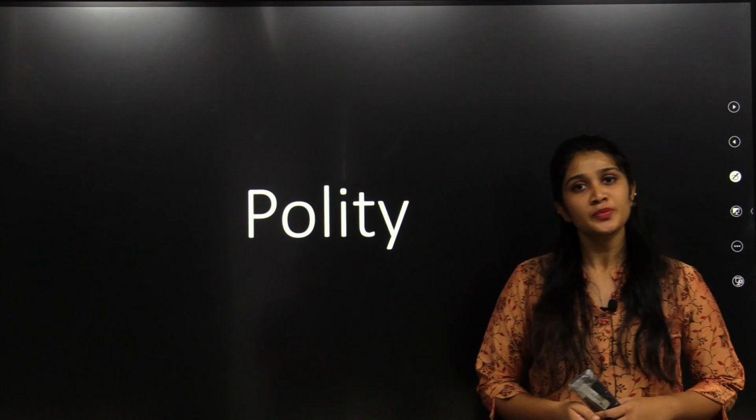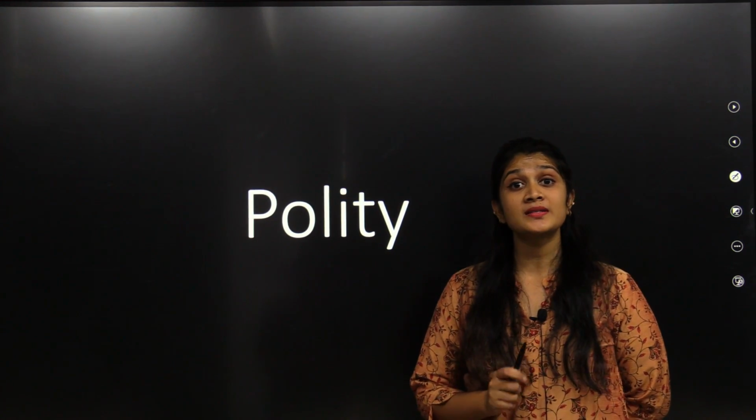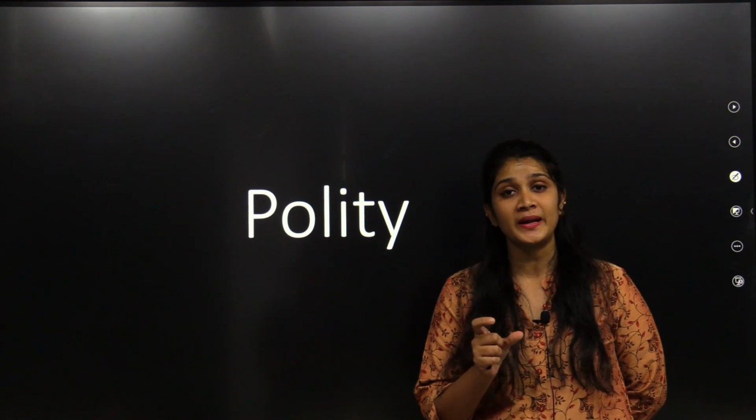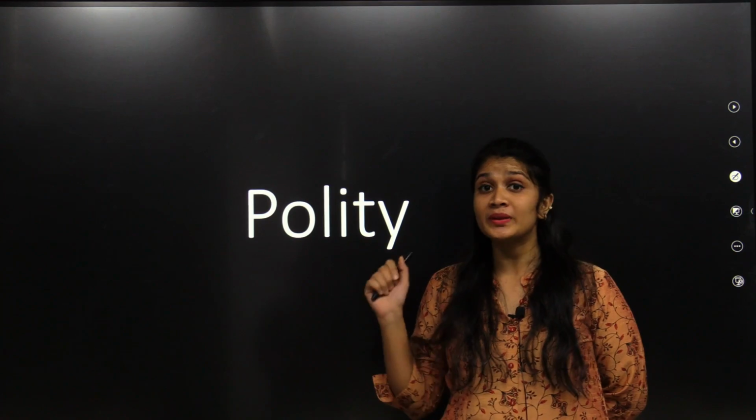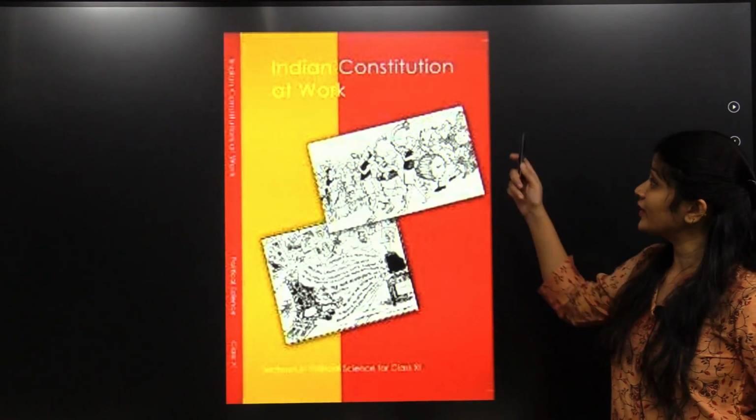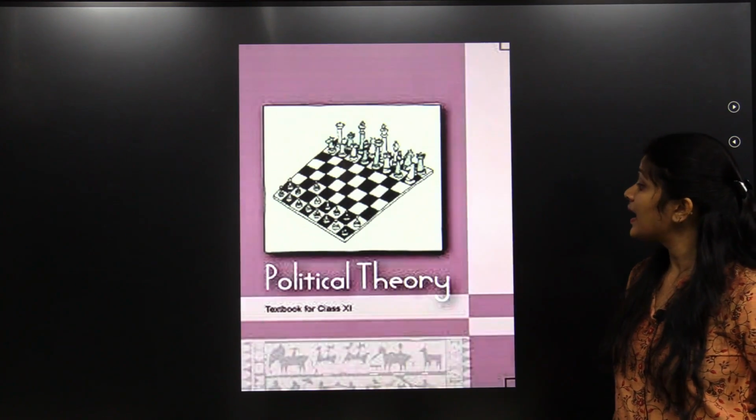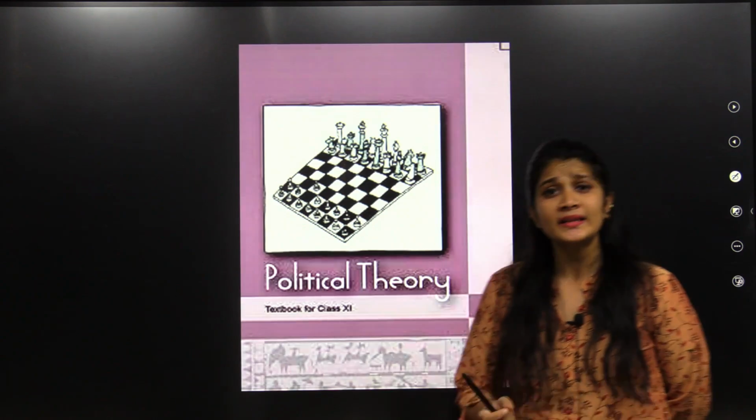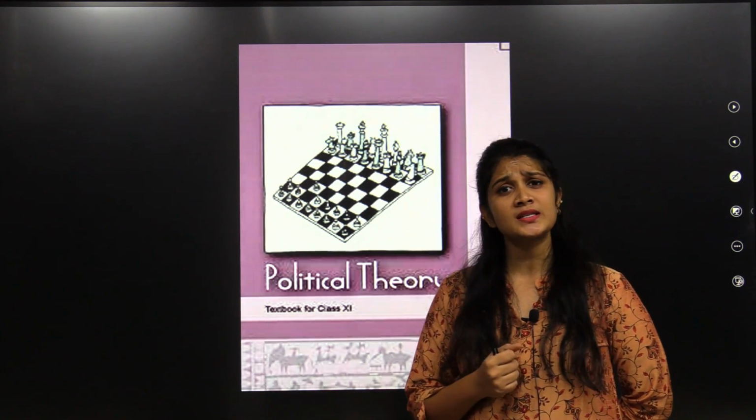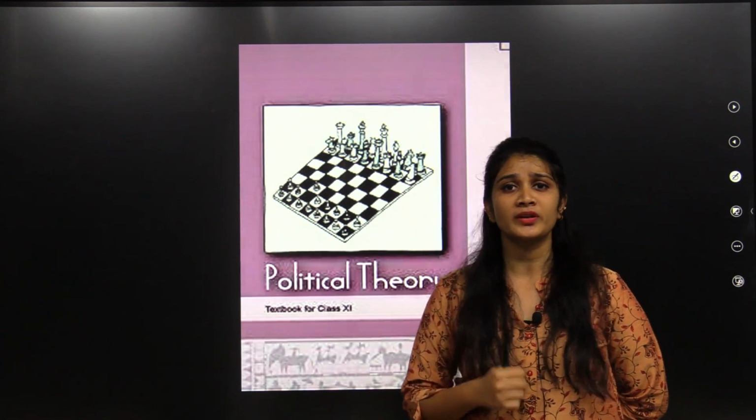Next, we will move on to polity. Polity is mostly theory, but we need to understand what each term is explained and known. For that, we need to be thoroughly acclimatized with these textbooks. First is your Indian Constitution at Work, your class 11th book. Next is your Political Theory of class 11th book. This explains the smallest of the smallest terms like what is socialism, what is secularism and so on.